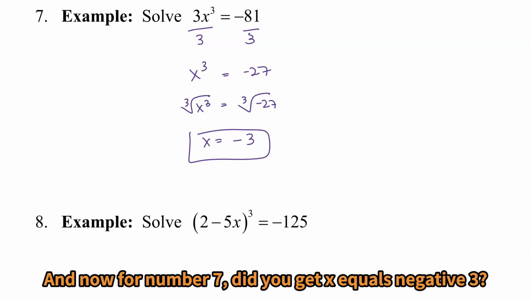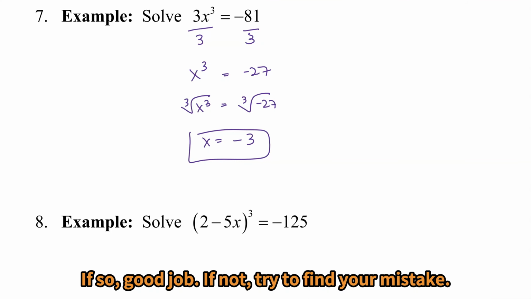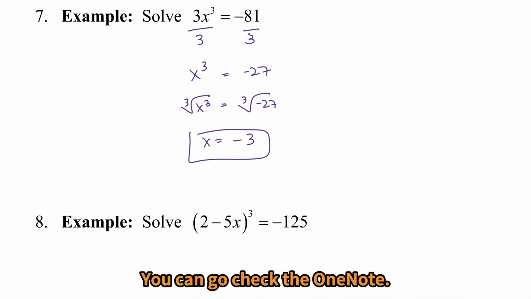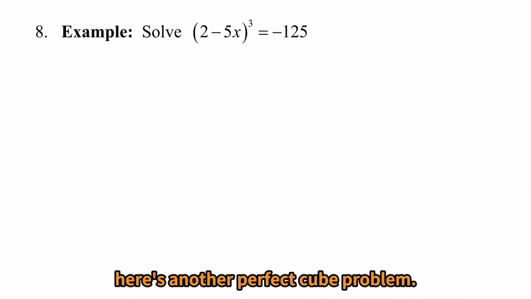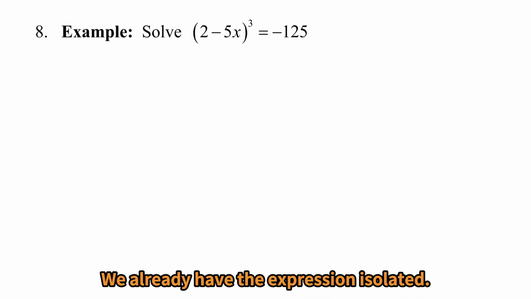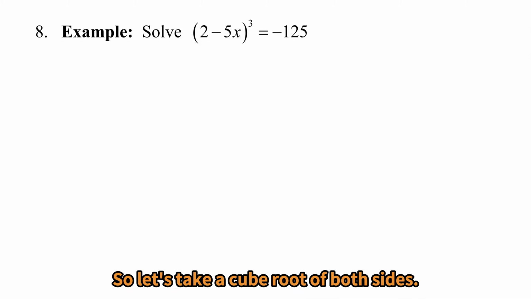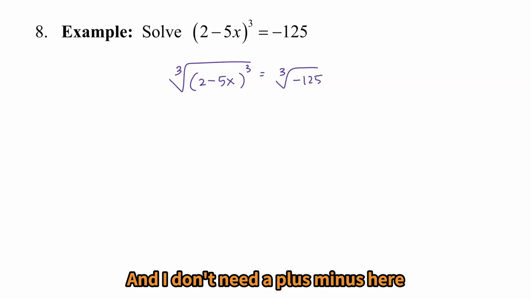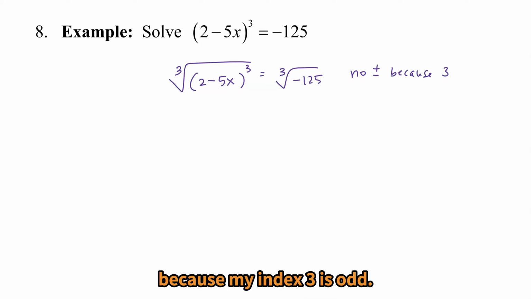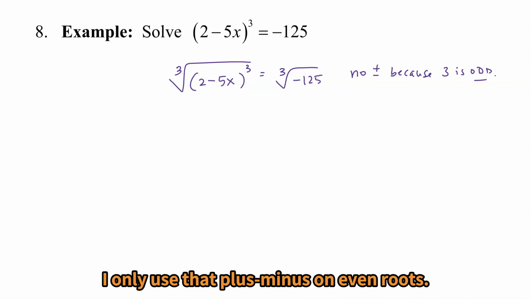And now for number 7, did you get x equals negative 3? If so, good job. If not, try to find your mistake. You can go check the OneNote. And then number 8, here's another perfect cube problem. We already have the expression isolated, so let's take a cube root of both sides. And I don't need a plus minus here because my index 3 is odd. I only use that plus minus on even roots.